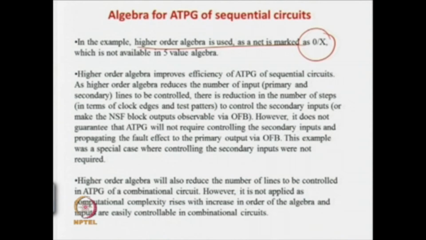So that is what is required in the last example of higher order algebra, which is required to reduce the number of computations, or so that only one test pattern can do it, which is not available in a 5 valued algebra. That is why we sometimes go for higher order algebra, that is 9 valued algebra. Higher order algebra improves the efficiency of sequential circuit testing, because you require fewer steps of computation. But you have to observe that even with a 9 valued algebra, it will not always be possible to avoid indirectly controlling virtual primary outputs or virtual primary inputs.